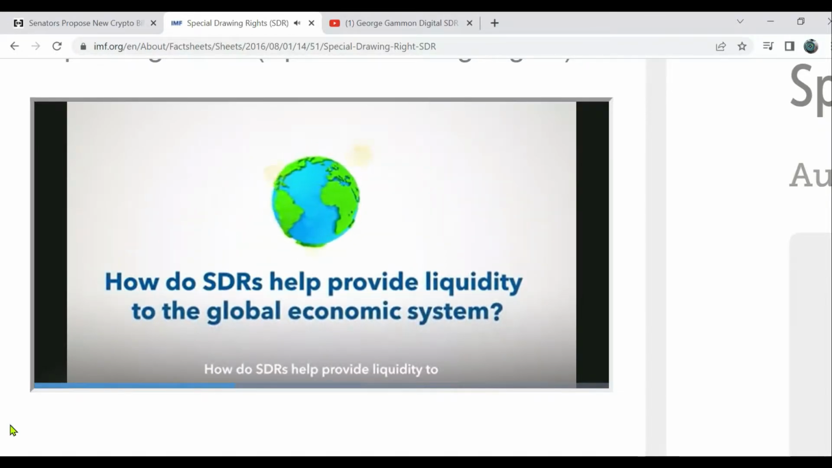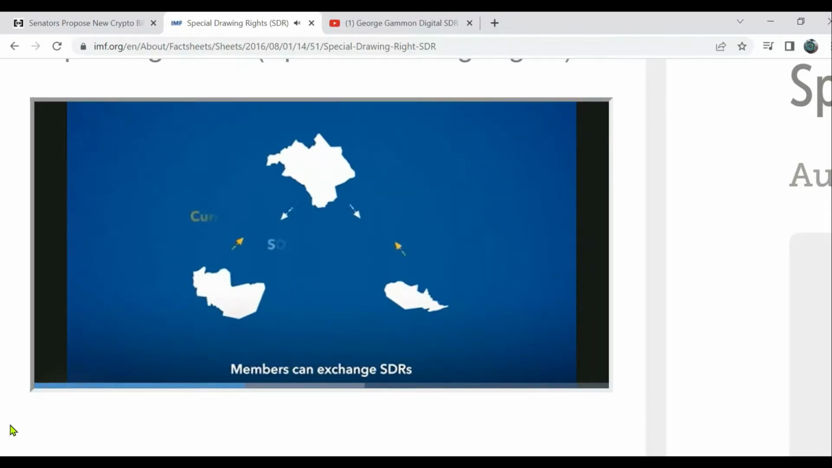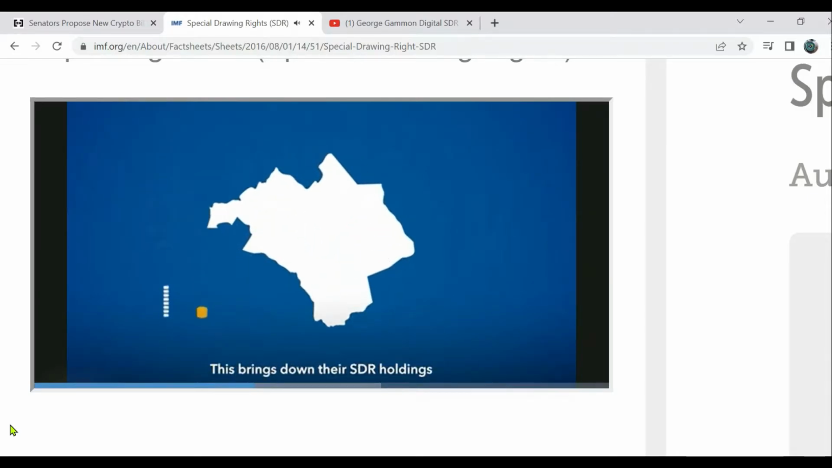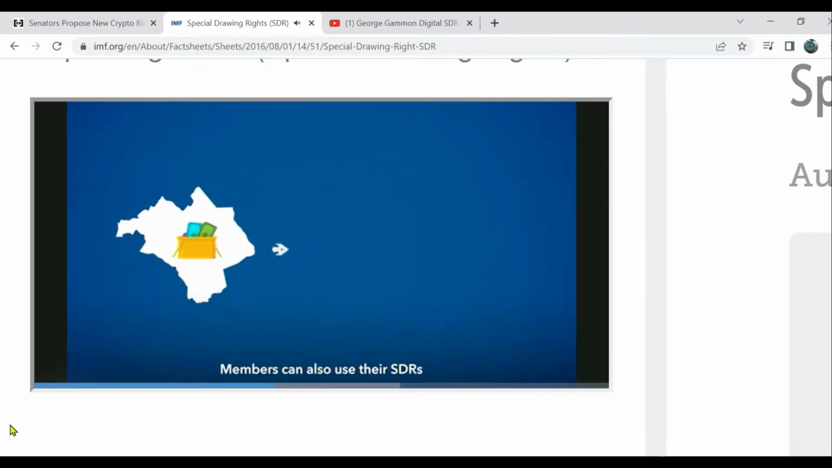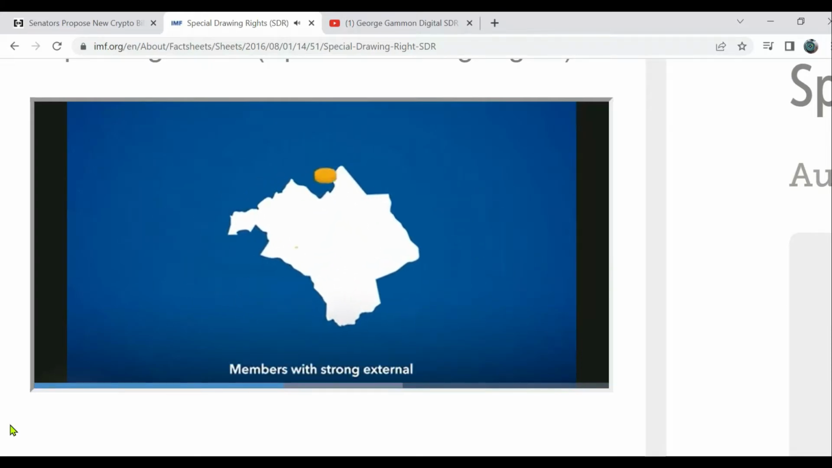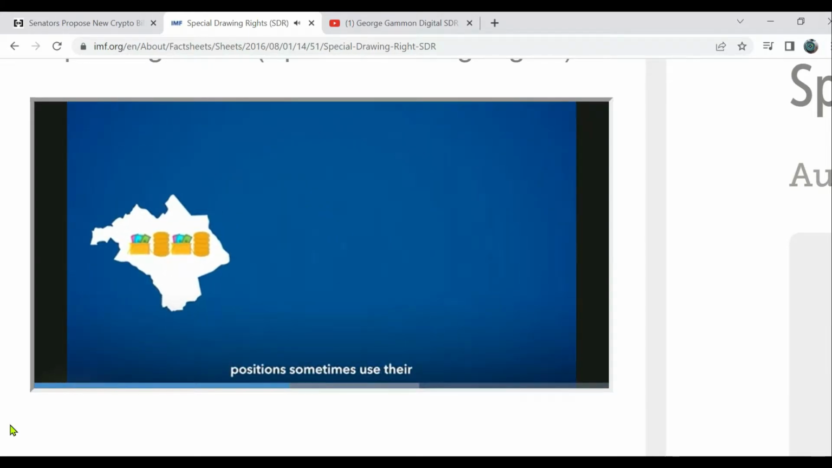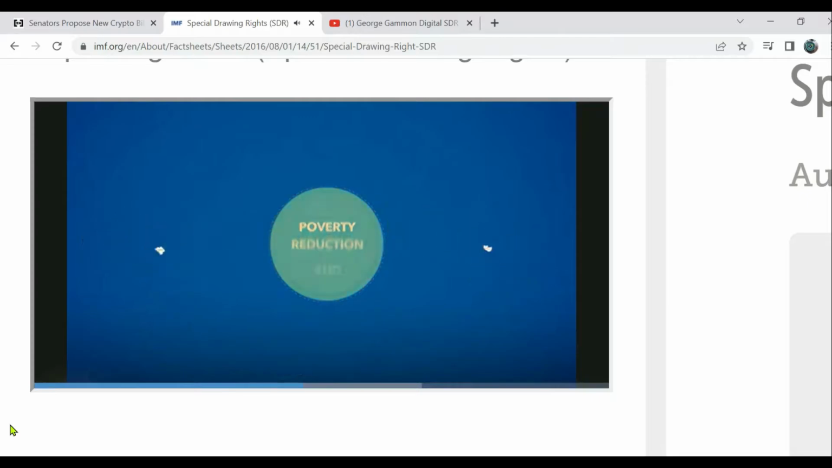How do SDRs help provide liquidity to the global economic system? Members can exchange SDRs for freely usable currencies held by other members. This brings down their SDR holdings, but provides them with the currency to either help meet balance of payment needs or add to their own reserves. Members can also use their SDRs to pay for IMF loans or quota increases. Members with strong external positions sometimes use their SDR holdings to contribute to the financing of low-income countries by lending to the Poverty Reduction and Growth Trust.